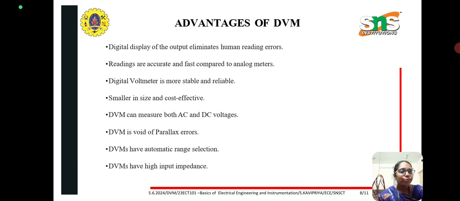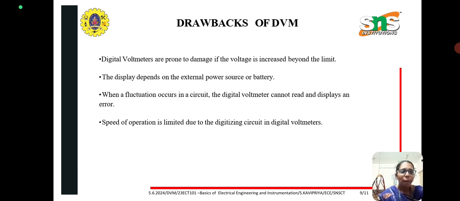It is void of parallax errors because it consists of a digital display, and it has automatic range selection, and it has a high input impedance. And next are the drawbacks of a digital voltmeter. Digital voltmeters are more prone to damage if voltage is increased beyond the limit. And second, the display depends on the external power supply or battery. And when a fluctuation occurs in a circuit, the digital voltmeter cannot read and displays an error.